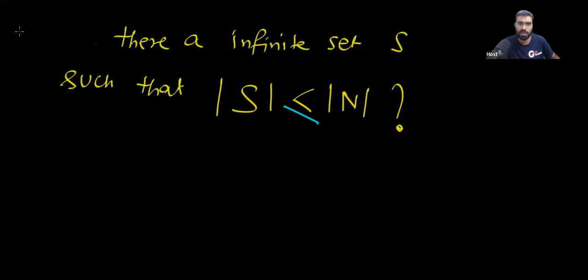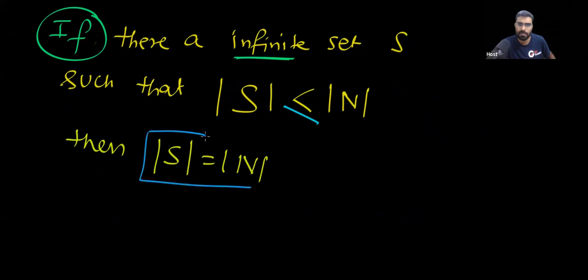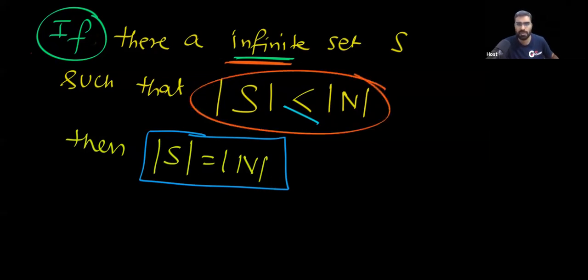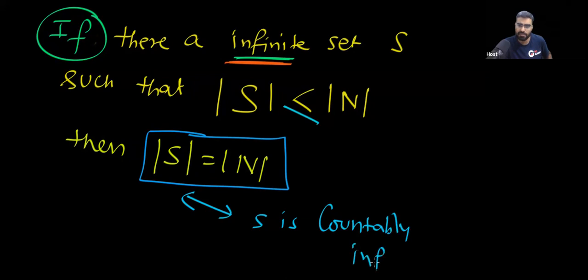So remember, if there is an infinite set S such that there is an injective function from S to N, then what will happen? In this situation, I can say S has the same cardinality as N, because S is infinite and there is an injective function from S to N. And that simply means S is countably infinite.